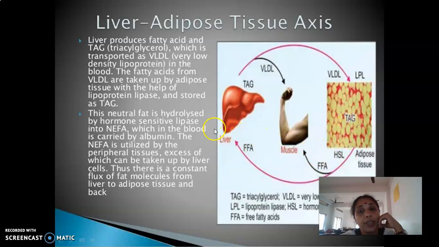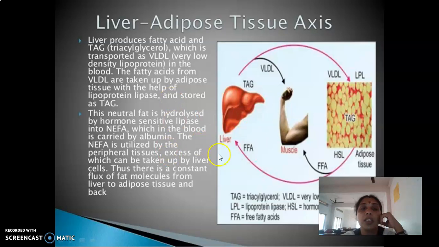And glycerol will be taken into the liver, where it is converted to glycerol 3-phosphate by glycerol kinase enzyme, right? But the glycerol in the adipose tissue cannot have any activity. That's why it is taken into the liver, right? While if the TG synthesis is happening in the adipose tissue alone, then the glycerol 3-phosphate is formed from DHAP. DHAP is derived from glycolysis.